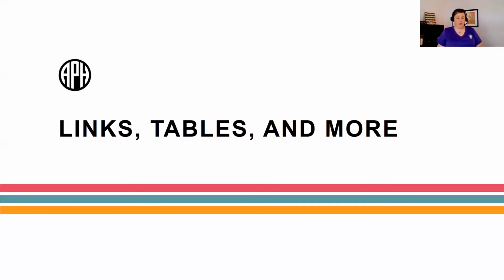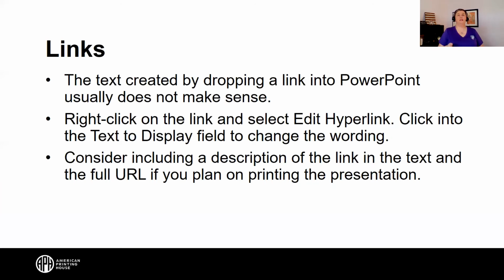Okay, let's talk, well, I was going to say, we're going to talk about links, tables, and just a little bit more in there, okay? So first, let's talk about links. The text created by dropping a link into a PowerPoint usually doesn't make sense. And you and I both know this. We couldn't even try to read that bunch of alphabet soup that comes in there. So when creating that, think about making the link descriptive text. You can go in and right click on the link and select edit hyperlink, and then inside that text to display, change it to the wording of where it's really going to take you.